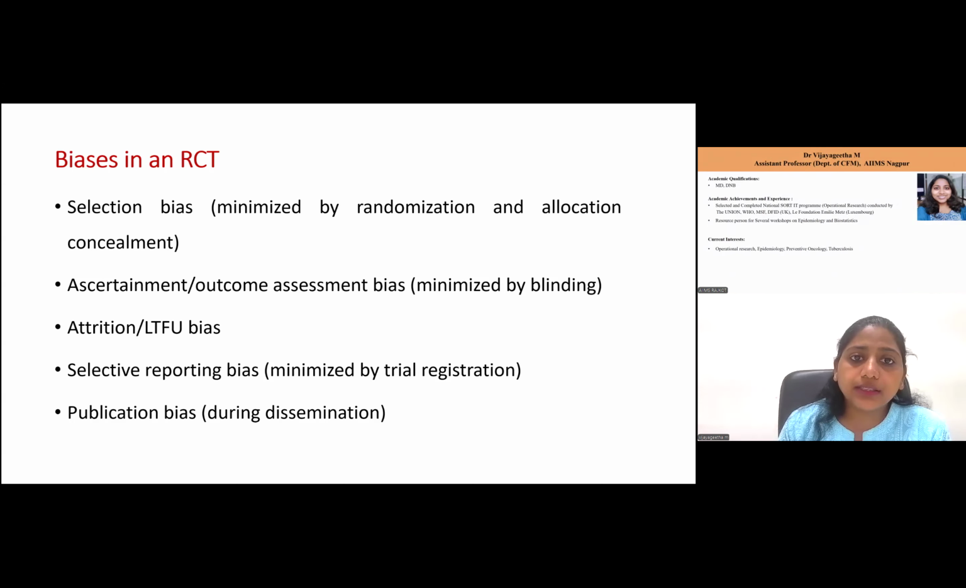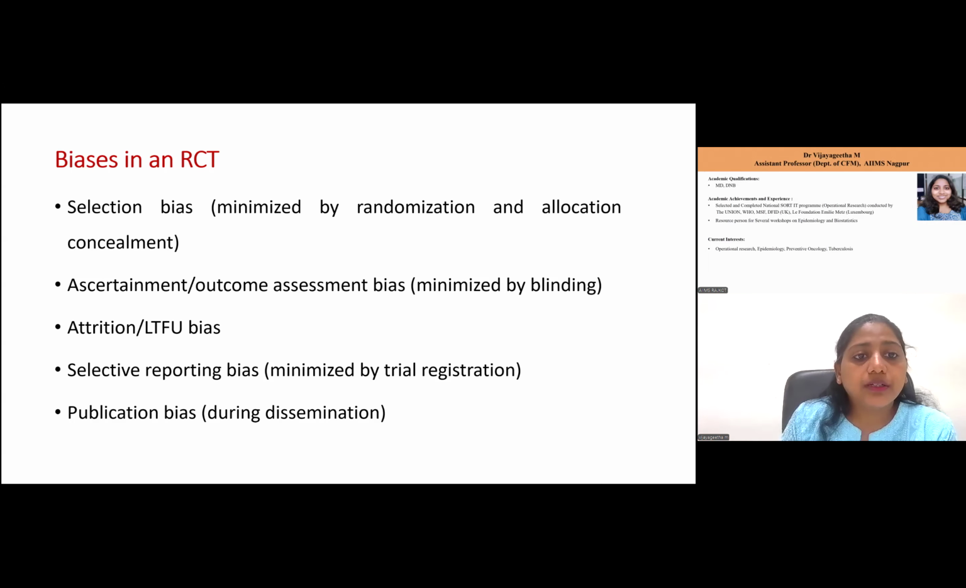So selection bias, yes, it could occur, but most often, since randomization is considered the heart of the randomized control trial, there is equal chance of a person being allotted into the intervention arm or a control arm, and so this takes care of any kind of selection bias that could occur. And allocation concealment also will help to a certain extent in eliminating selection bias.